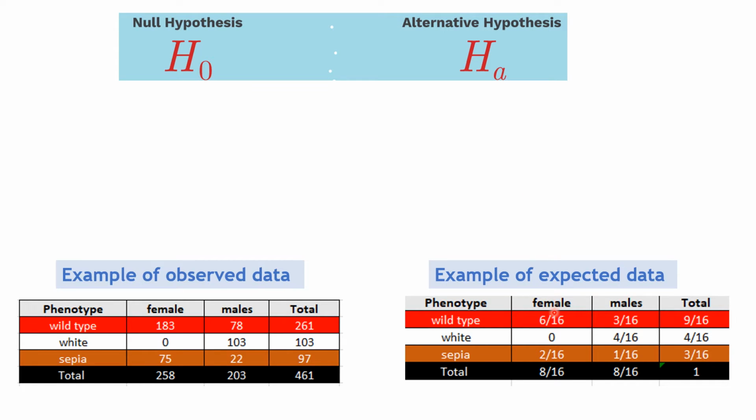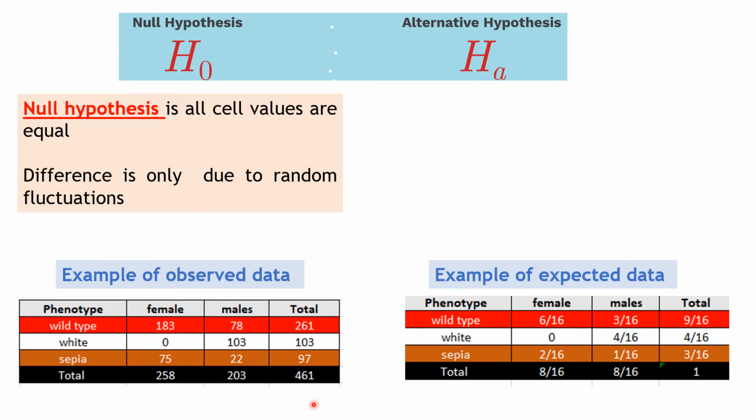So we said that we should have these ratios. We shouldn't have here, for example, a female in white in this cross, and we are supposed to have a probability of 4 out of 16 to get males for this white gene in this cross. So here, for example, we get 0, so that is great. And we have here 103, so we need to see if 103 is around 4 out of 16 of 461. So I will show you in a second how to verify that, okay?